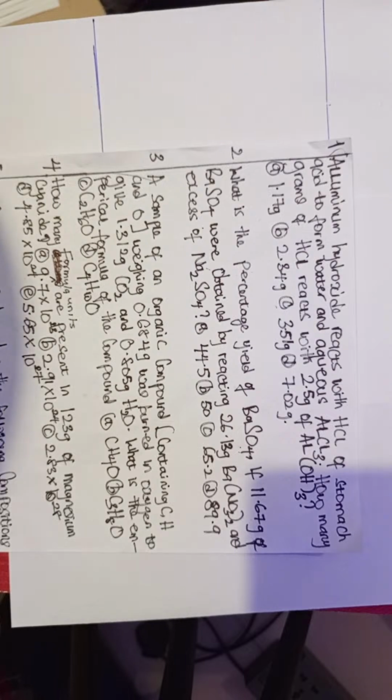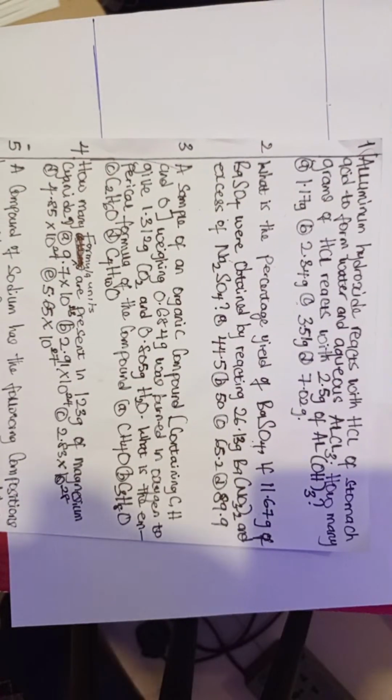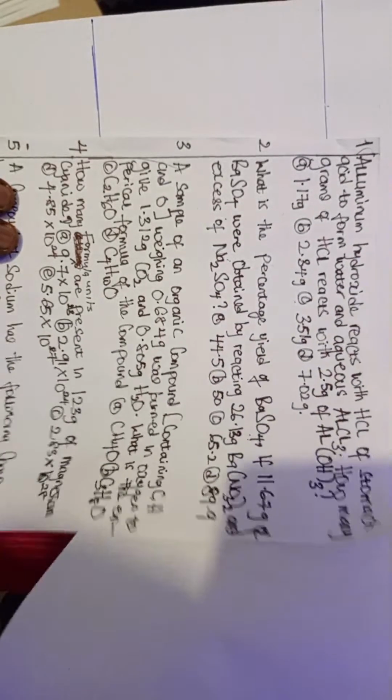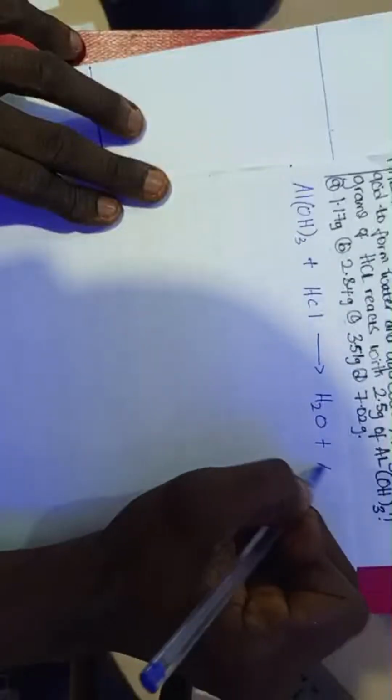Now let's solve it together. Anytime you're given a stoichiometry problem, the first thing you do is write out a balanced chemical equation. I'm going to be very quick on this one. We are given aluminum hydroxide, Al(OH)3. We are told that it gives us water alongside aluminum trichloride. Let's write a balanced equation for the reaction.